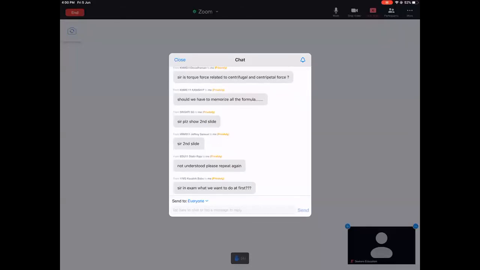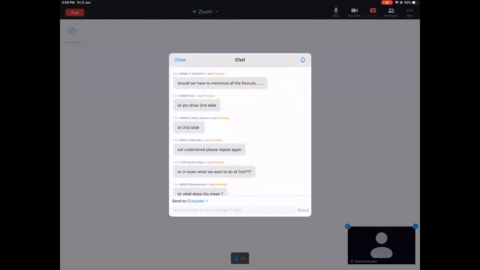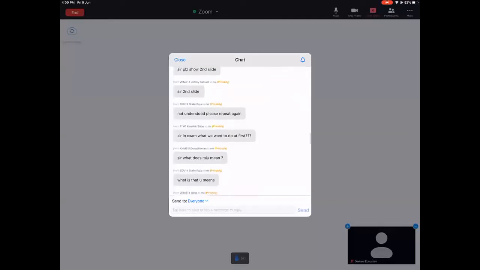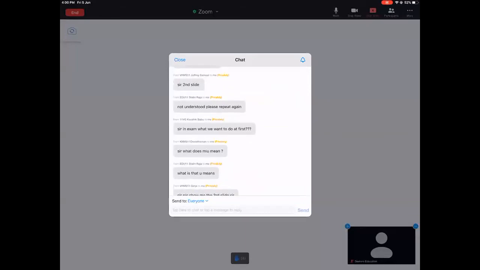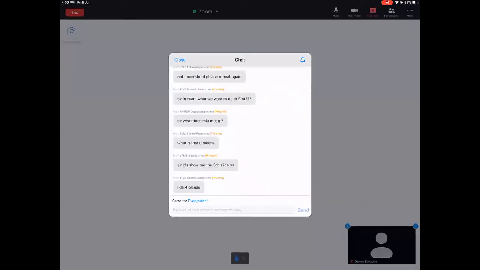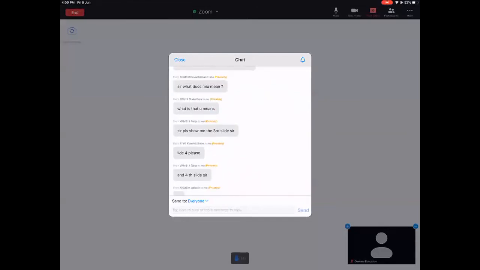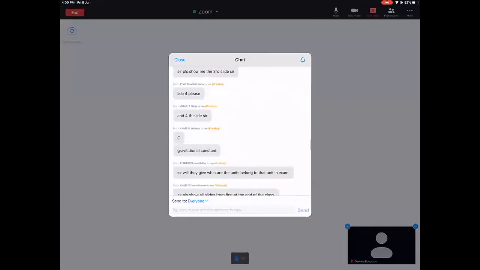Not understood what? Sir, in exam, we want to do at first. I didn't understand. What does mu mean? Mu means mass per unit length. Mu can mean anything; in this case, it means mass per unit length, M by L. I will show you in the third slide. Slide 4, and G, gravitational constant.